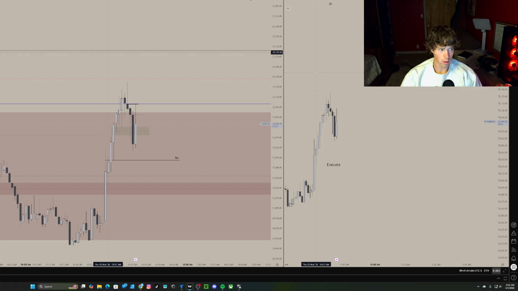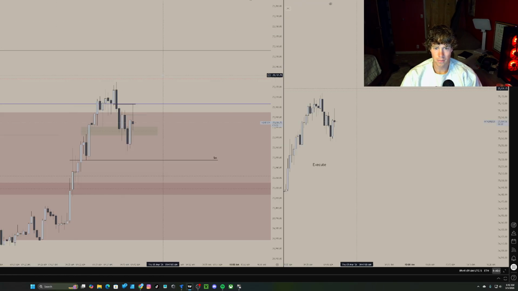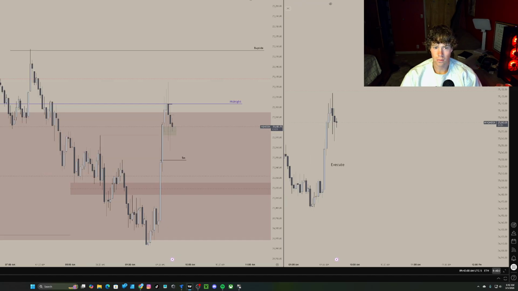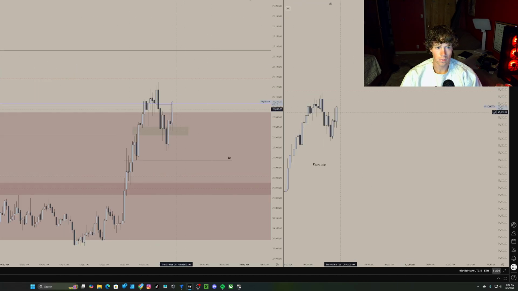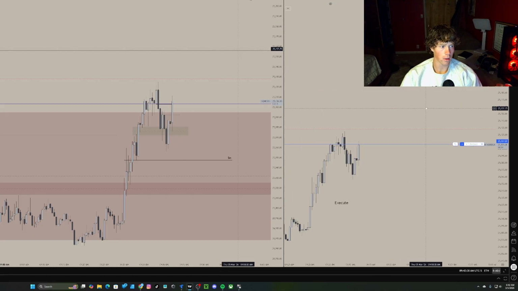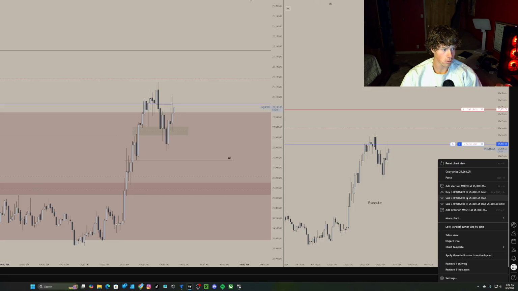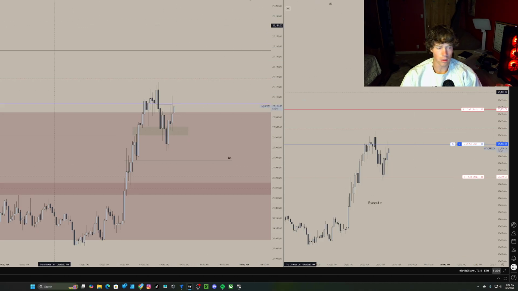Might give us a shot if we get a good close on the 1 minute, but it looks like we're not going to get that. We did not. Get in on this, go break even at the high, stop, or take profit up here. Break even just at this high here.